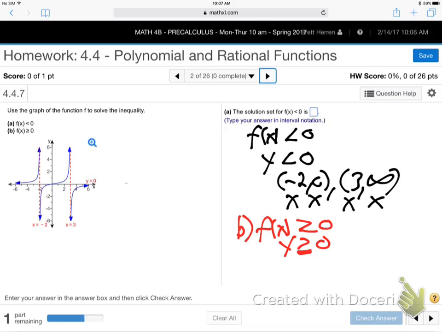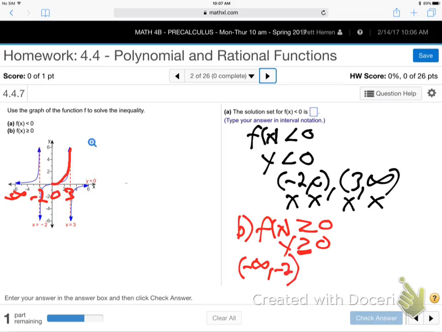Well, it looks like this section, this section. Those two sections are above. So where's that? That's from -infinity up to -2, and from 0 to 3. Now, at the -2, let me ask you, does it actually hit the -2 straight on the money? No, you never hit a vertical asymptote. You never touch those. They're not in the domain. So actually, we end up with a parenthesis on that -2.